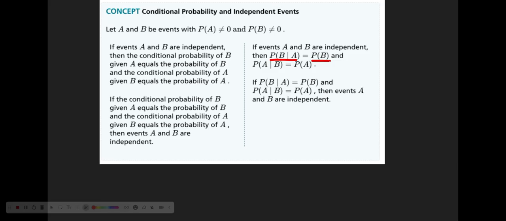The second one is the converse. So that just says if you'd like to prove that something were independent, you can show that their conditional probabilities are equal to their actual probabilities.